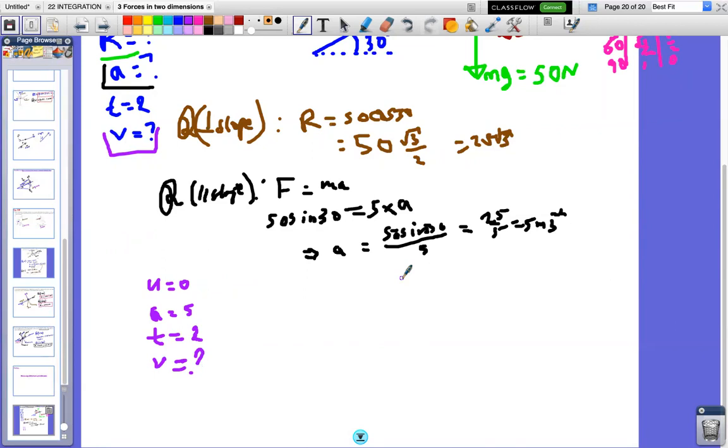Which equation should we use here? Which equation? Ruby, which equation should we use here?